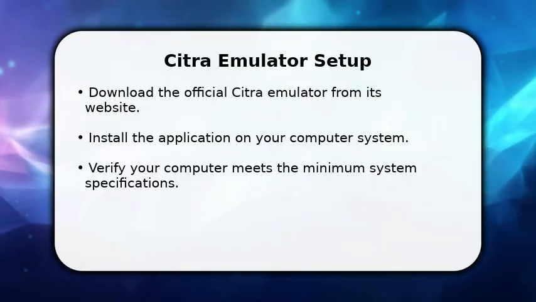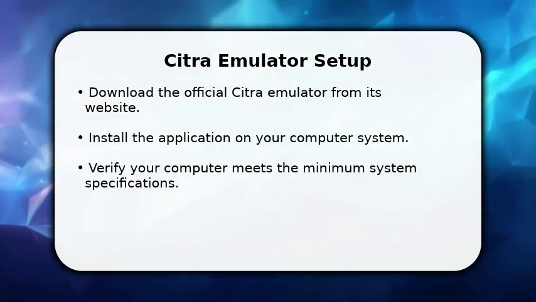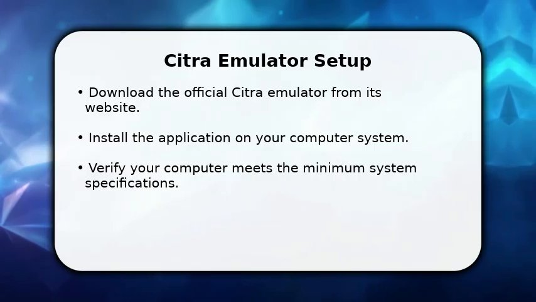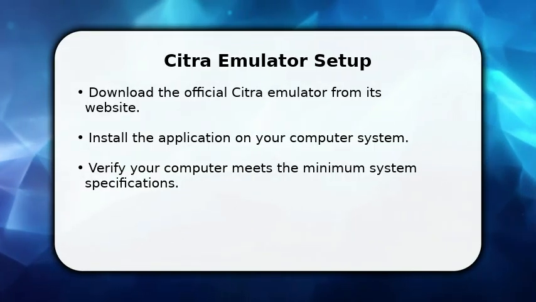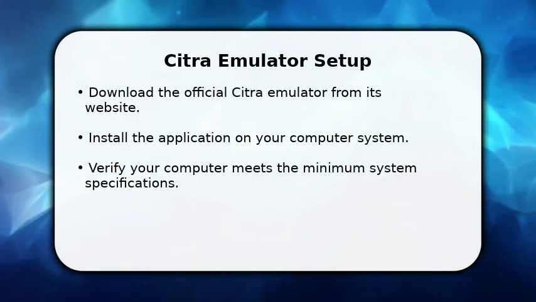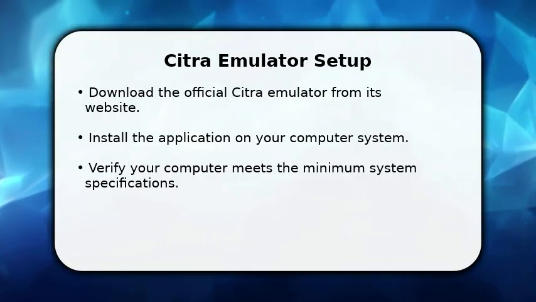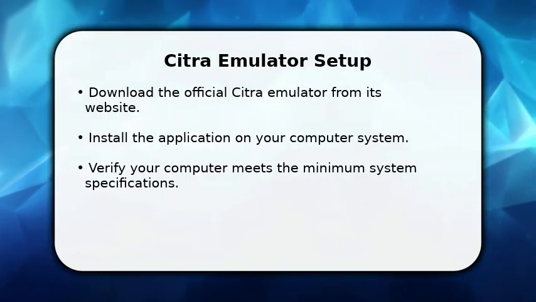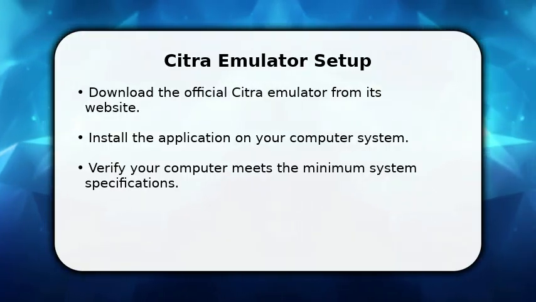In this video, I will explain how to play games on Citra. First, you will need to download the official Citra emulator from its dedicated website. Once downloaded, proceed with the installation process on your computer. It is crucial to ensure your system meets the minimum requirements for smooth operation, typically requiring a 64-bit operating system and a decent processor for optimal performance.